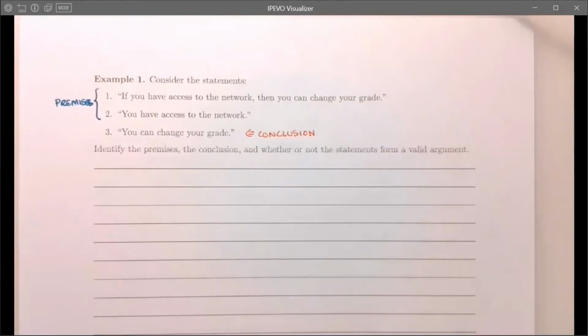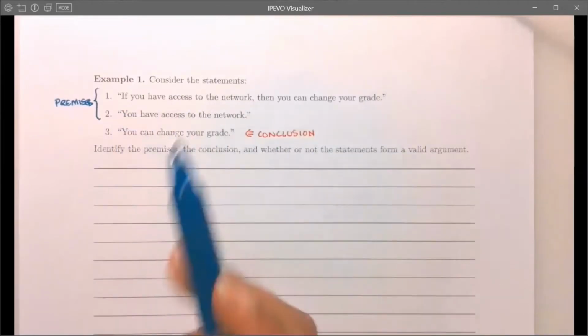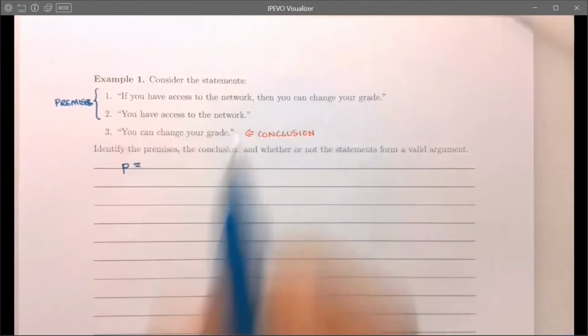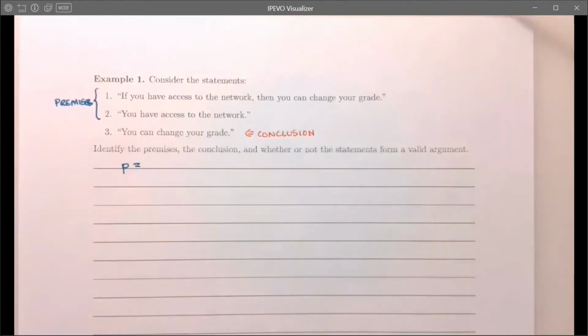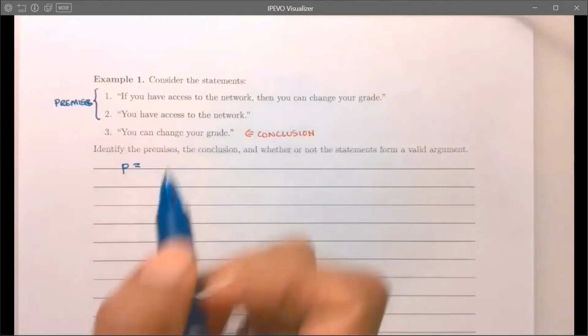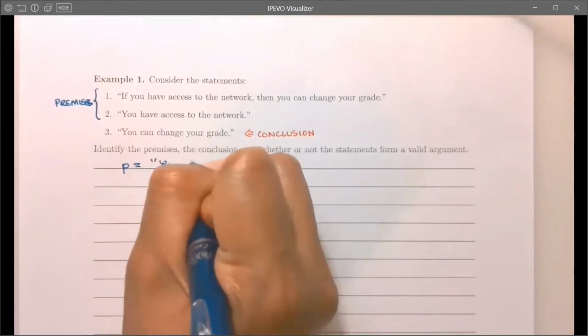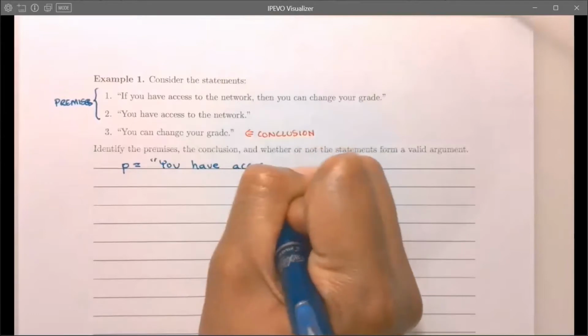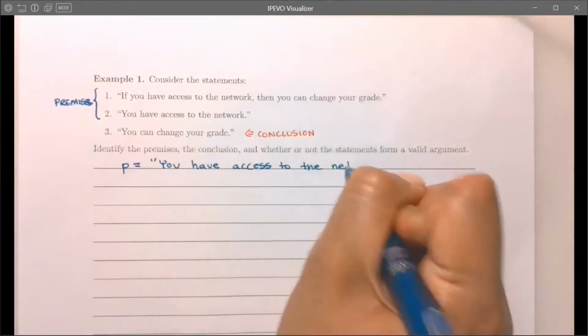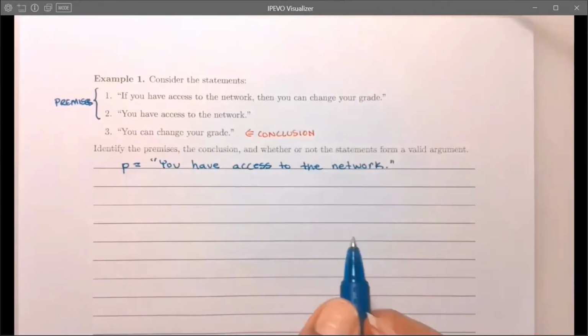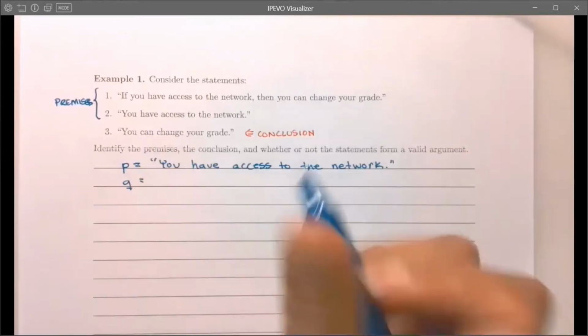Now, whether or not they form a valid argument, well, we said the argument will be valid if, assuming that the premises are all true, that implies that the conclusion is also true. So in order to check that, I'm going to be translating it into an argument form. The first statement, if you have access to the network, then you can change your grade, will have 2 variables. We have if-then, so they're not completely independent, but we'll have 2 variables. First one, you have access to the network. Second one, you can change your grade.